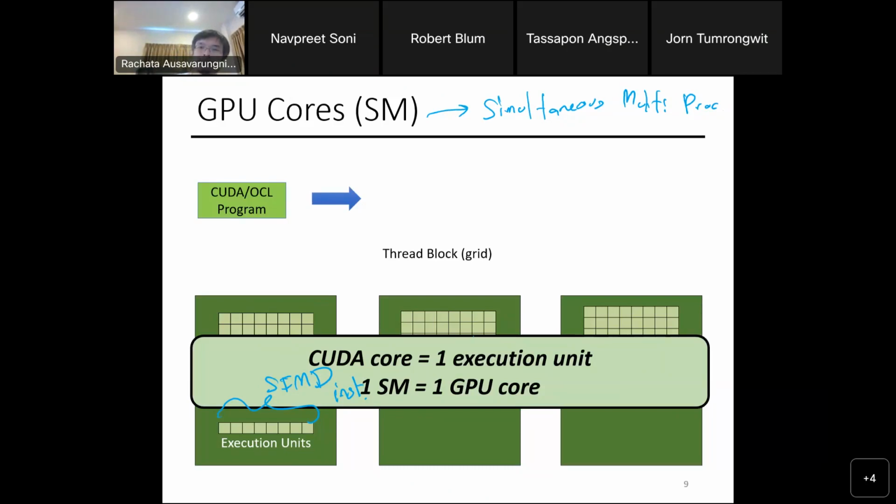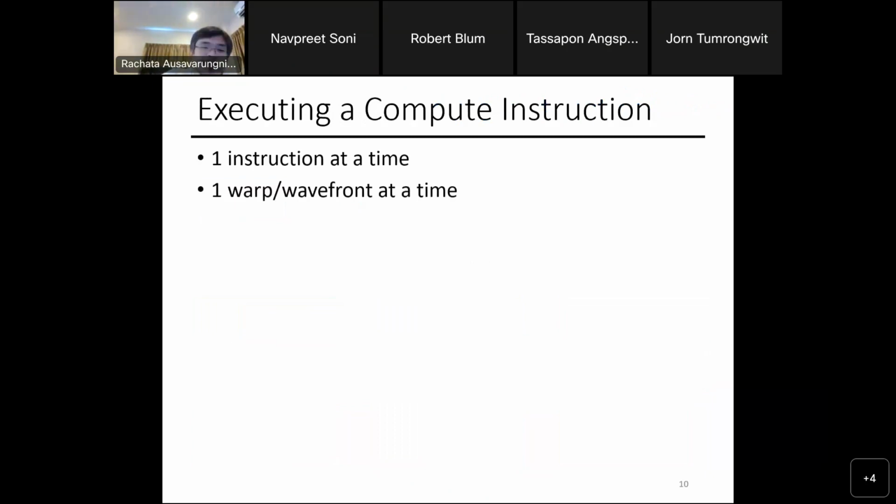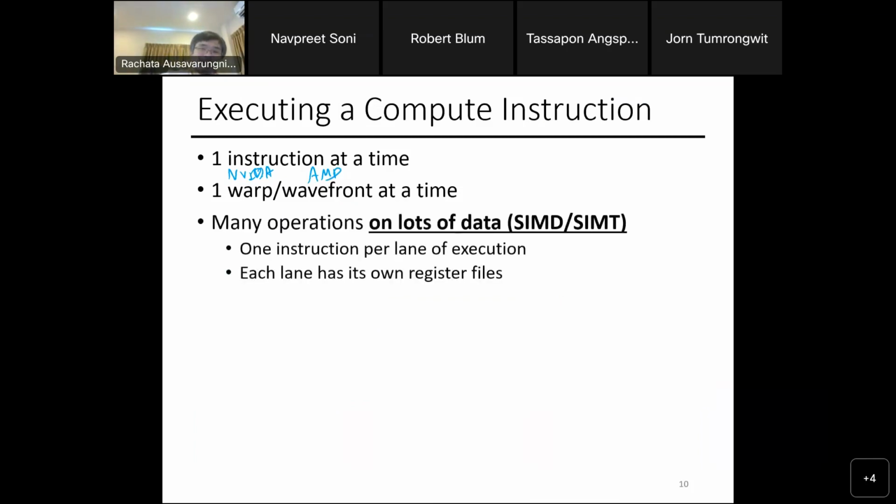how many execution units do I got, right? And when you want to compute an instruction, basically you would run one instruction at a time, which means that you execute one warp, or if you buy an AMD GPU, it's called a wavefront. So warp is NVIDIA. Wavefront is AMD. They are the exact same thing. It's just naming. You run one warp or one wavefront at a time, and many operations would get operated on a lot of data because of SIMD.